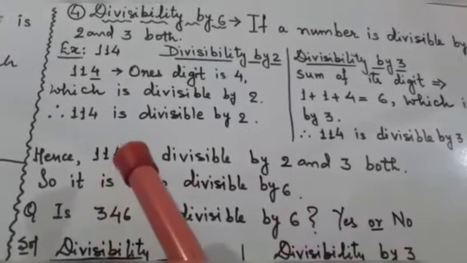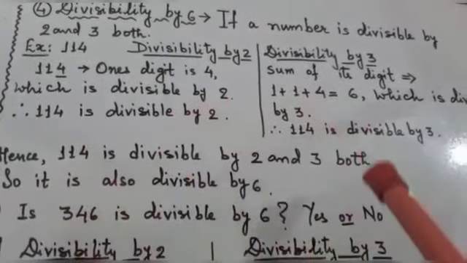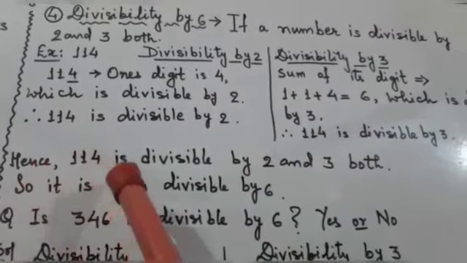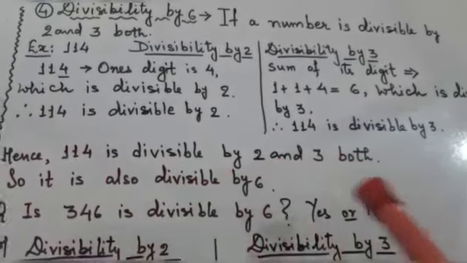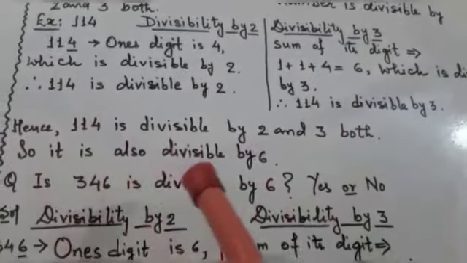And what is the rule? It should be divisible by 2 and 3 both. Hence 114 is divisible by 2 and 3 both, so it is also divisible by 6.